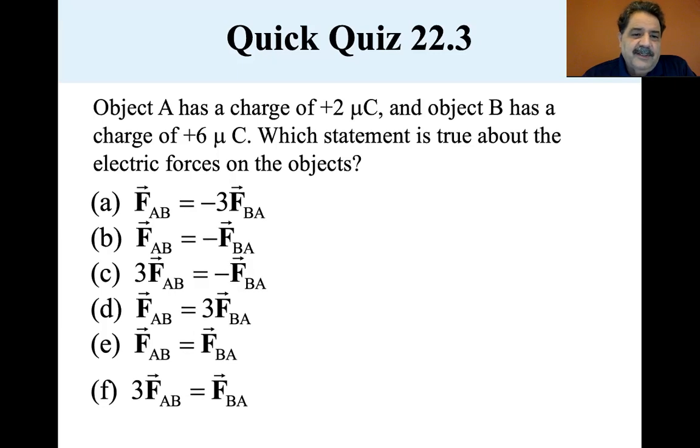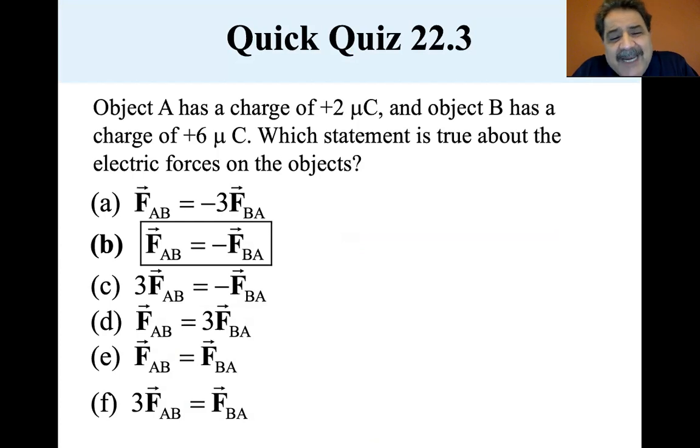Oops, I already answered it, didn't I? I went too far. F_AB equals minus F_BA. All the ones that have numbers in front of them, the fact that B is 3 times the size of A is immaterial. You calculate the force between them, and whatever F_AB is, F_BA is in the opposite direction. So even E, which has no integers in front of it, is wrong because they're not both going in the same direction.